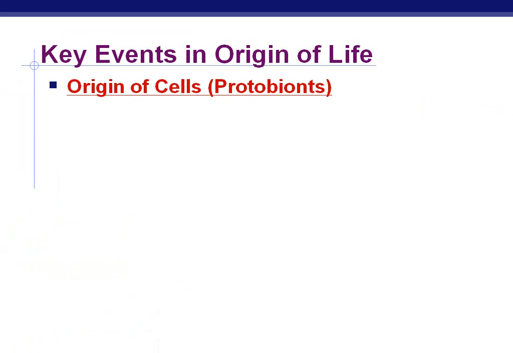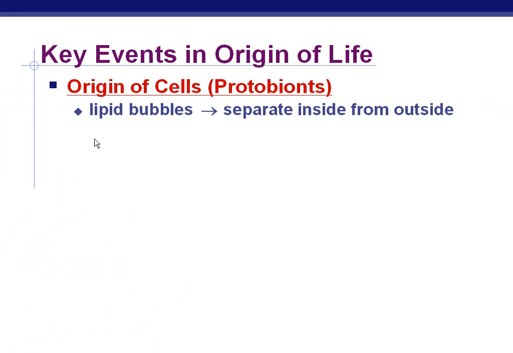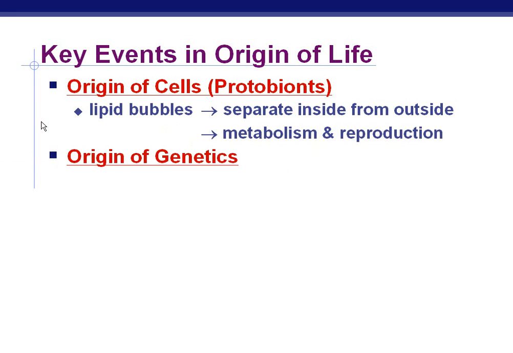So what were the key events in the origin of life? You needed to have the origin of cells, or protobionts. One idea is that lipid bubbles basically have a separating point from the inside from the outside, and it allows a space for metabolism and reproduction to occur. In regular biology, we talk about the coacervates as being a possible step in this direction. You needed an origin of genetics.